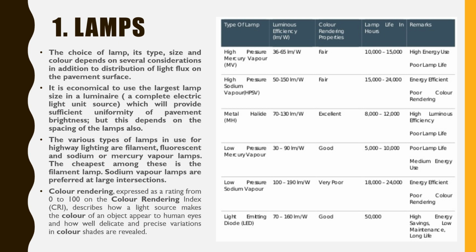Students, you can see the types of lamp and the luminous efficiency in lumens per watt. Next, color rendering properties. It is expressed as a rating from 0 to 100 in the color rendering index, CRI. It describes how a light source makes the color of an object appear to human eyes and how well delicate and precise variations in color shades are revealed. So that is called color rendering.